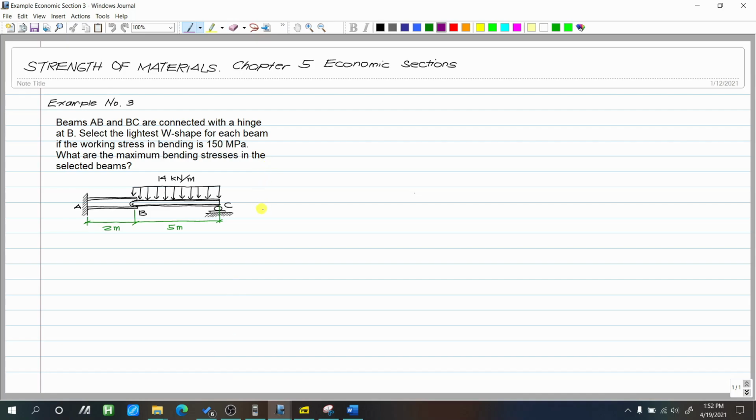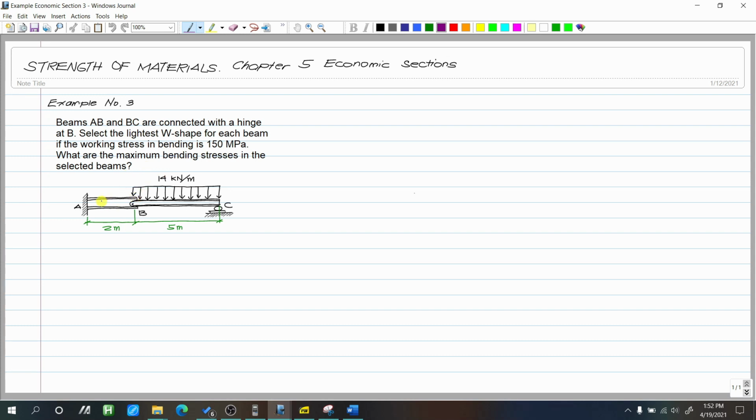So this is our example number 3 for chapter 5, economic sections. Beams AB and BC are connected with a hinge at B. Select the lightest W shape for each beam if the working stress in bending is 150 megapascal. What are the maximum bending stresses in the selected beams?